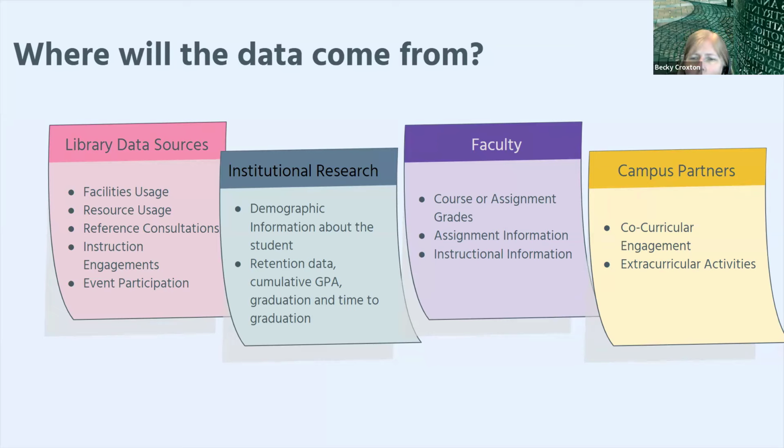Sometimes you may be able to collaborate with faculty for information related to a particular course or assignment and related outcomes like grades. And finally, you may find it interesting and useful to partner with and include campus partner data, for example, from co-curricular colleagues like the Writing Center or the Tutoring Center, or even extracurricular student engagement that's typically captured from student affairs offices.